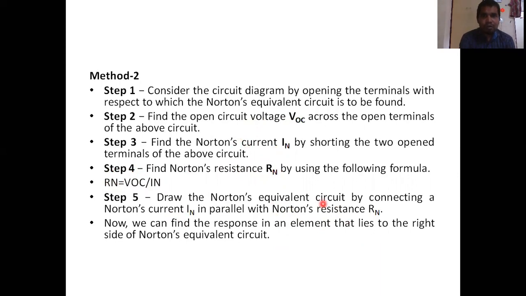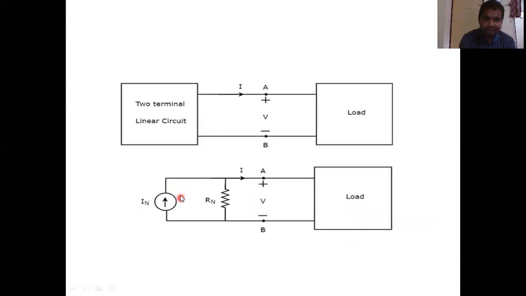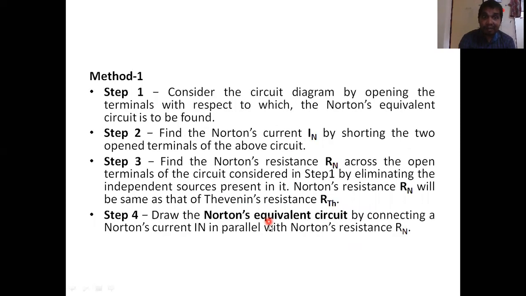That means you have to determine the open circuit voltage and the short circuit current. Then from the open circuit voltage and short circuit current, determine the equivalent resistance, then connect them in the circuit diagram. That means the Norton current is determined, the Norton resistance is determined, and you connect your load like that. They are all in a parallel combination, right?